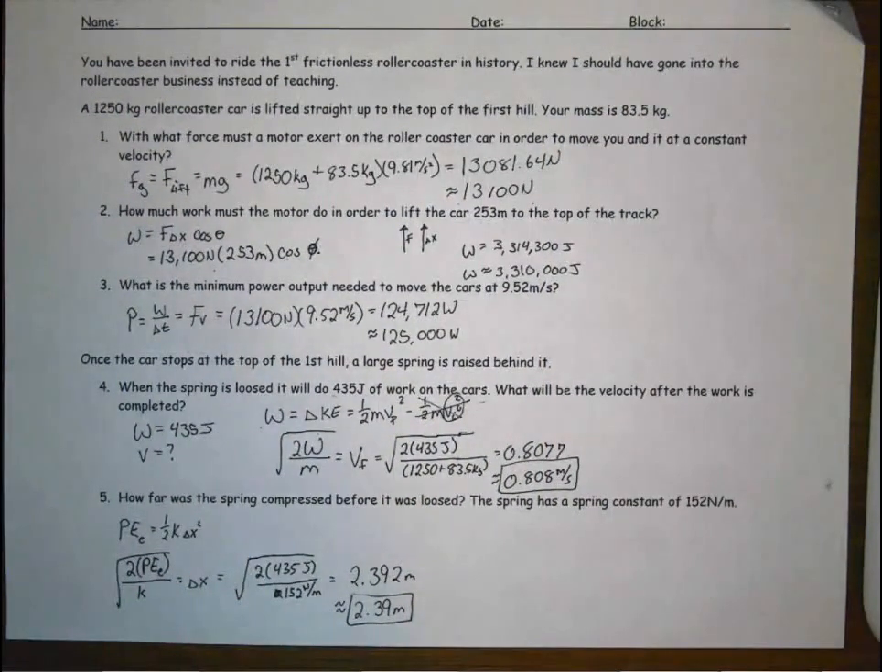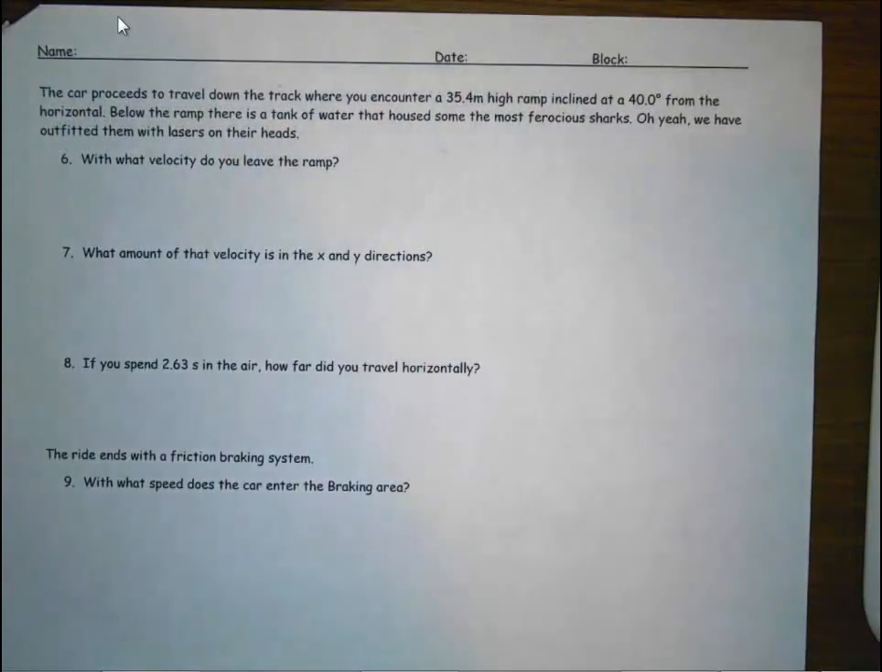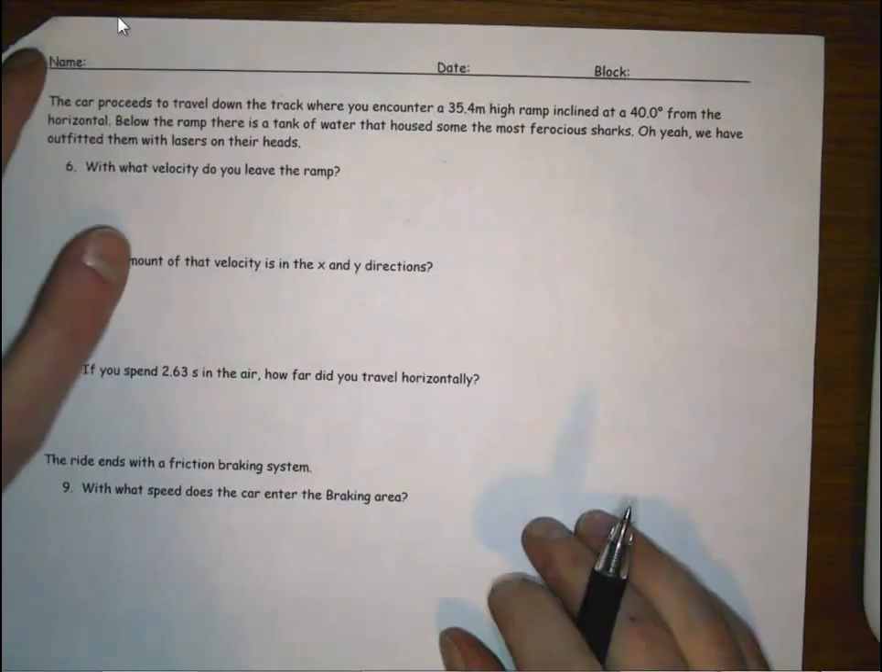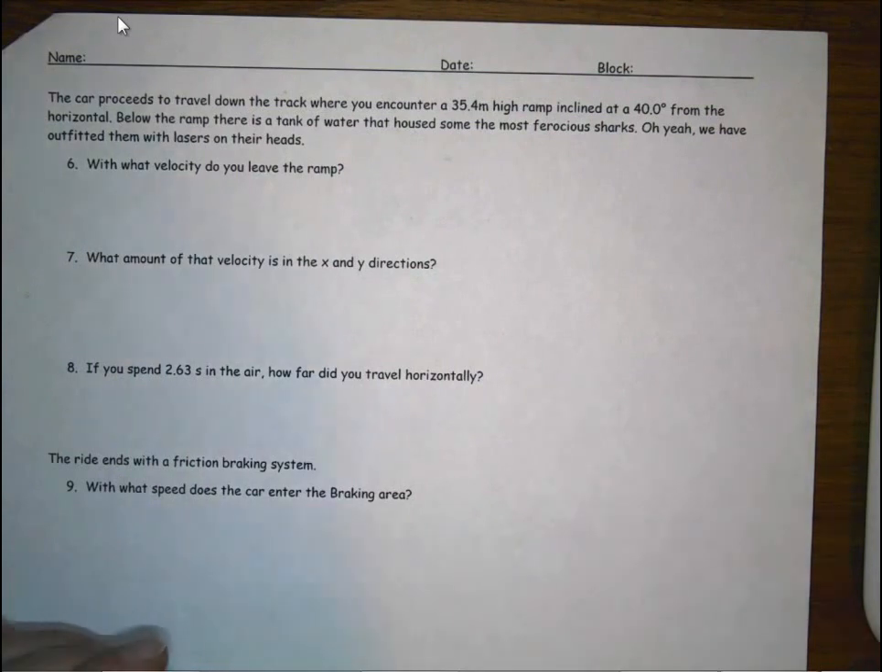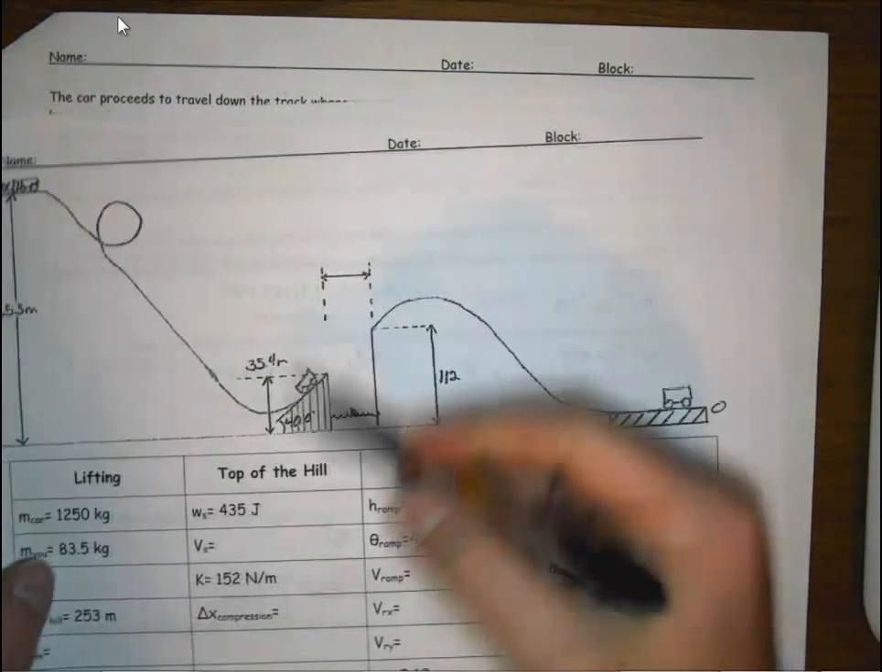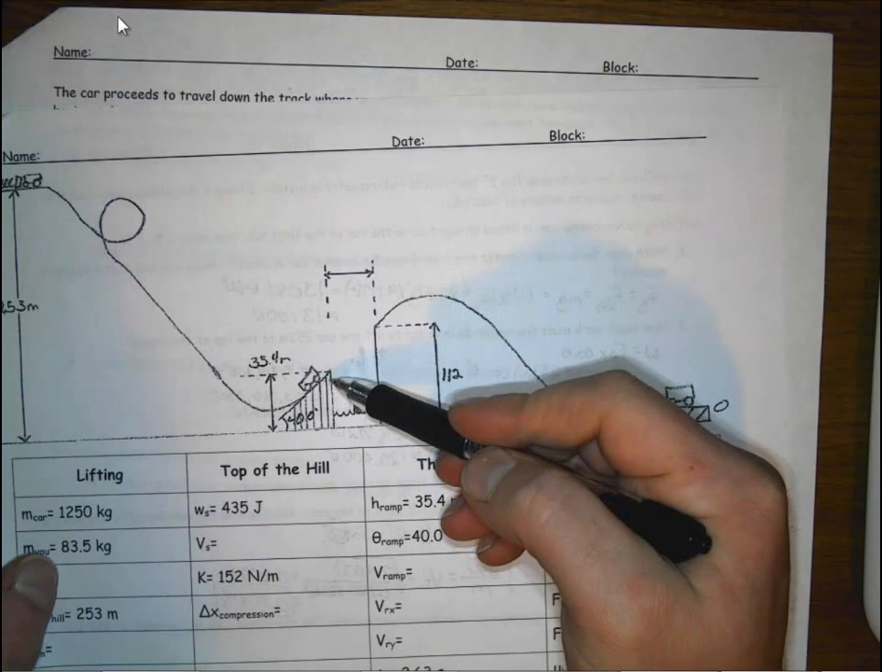Now we can move on to the second page. Here's the second page. And so now the car proceeds to travel down the track where it encounters a 35.4 meter high ramp. If I look at my picture, here is my ramp, 35.4 meters.